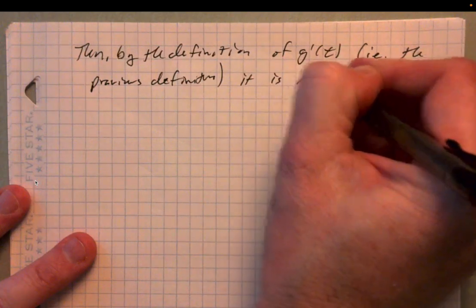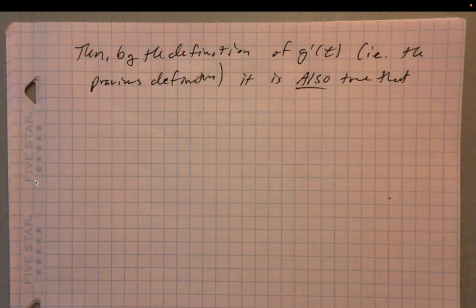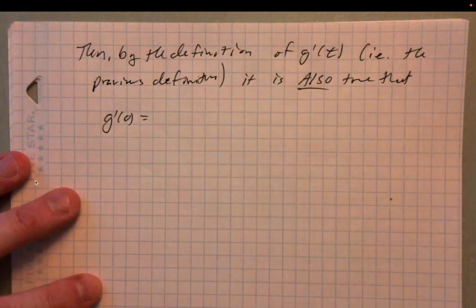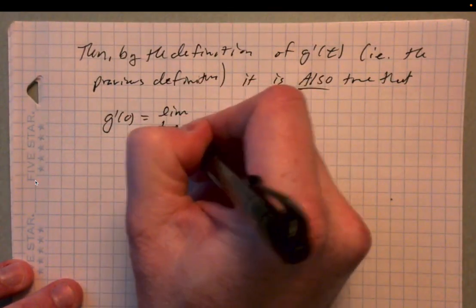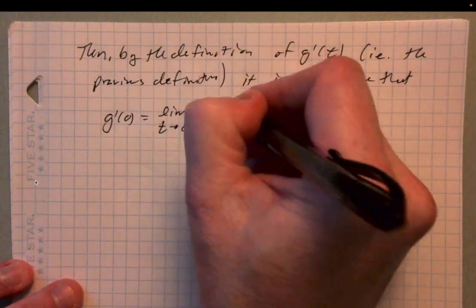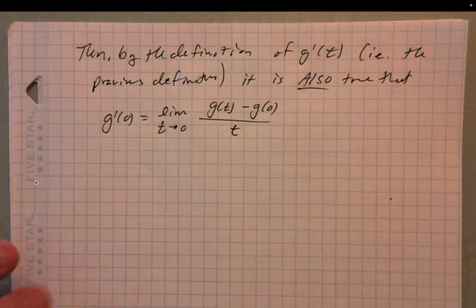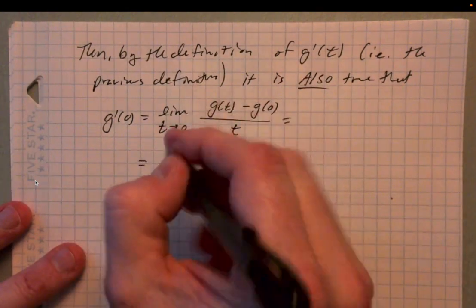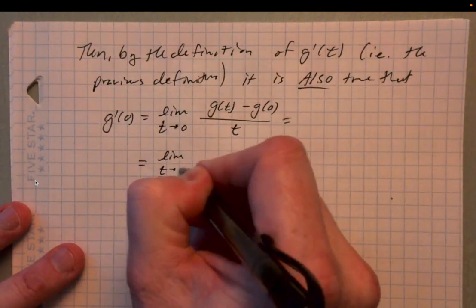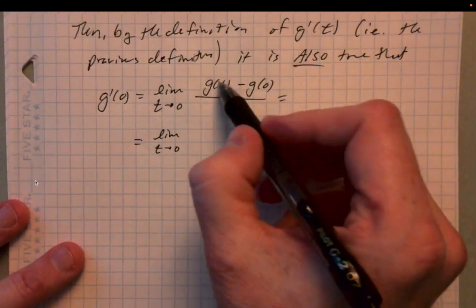It is also true, and the key thing here is the "also," because we're going to tie these two together. It's also true that g prime of 0 is equal to the limit as t goes to 0 of g of t minus g of 0 over t. That's just the definition of this kind of derivative. And so that's also going to be equal to the limit as t goes to 0 of, and so what are these things? What's g of t in particular?